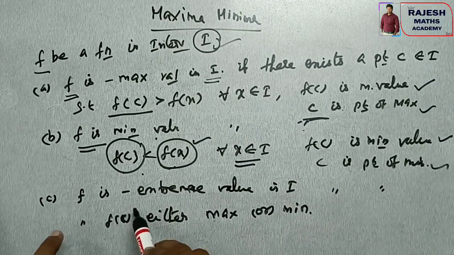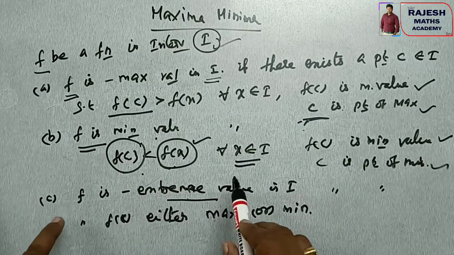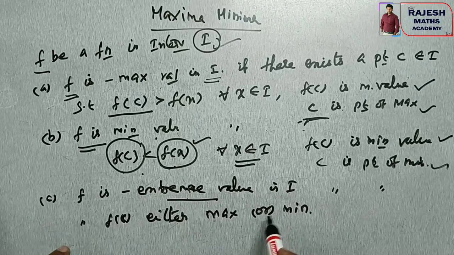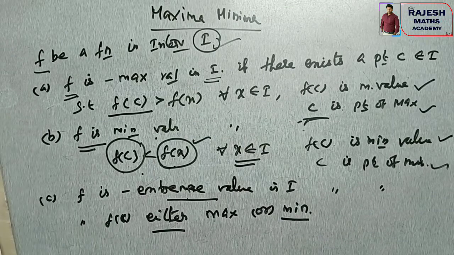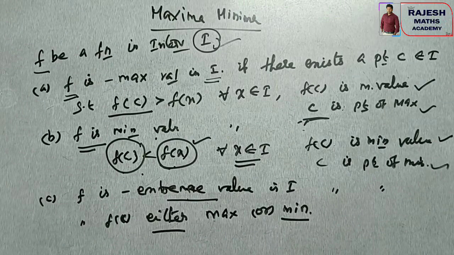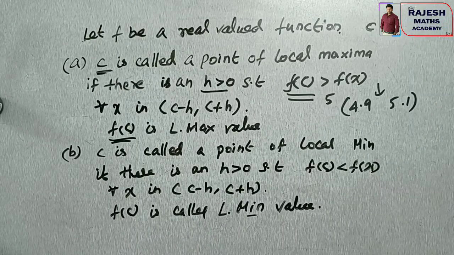Here f has an extreme value means either f is maximum or f is minimum. If it is possible to find that f is minimum or f is maximum, we can say that f is extremum. Next we will see the definition of local maxima and local minima.